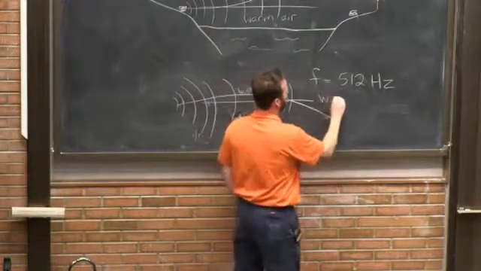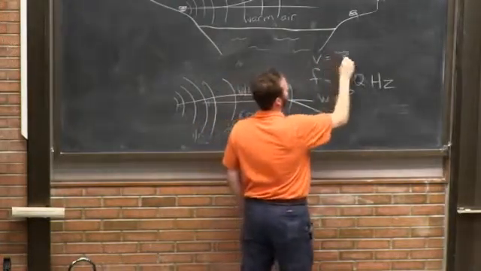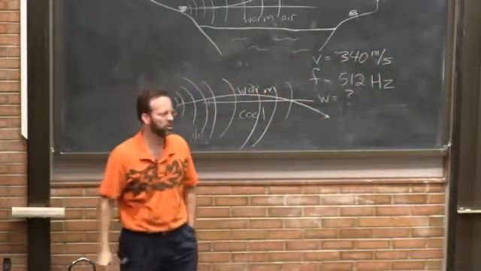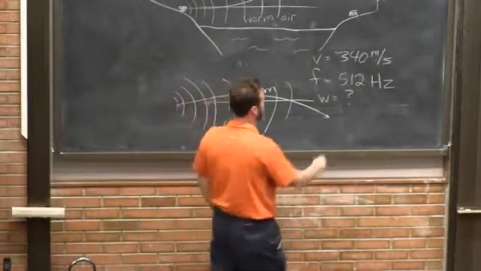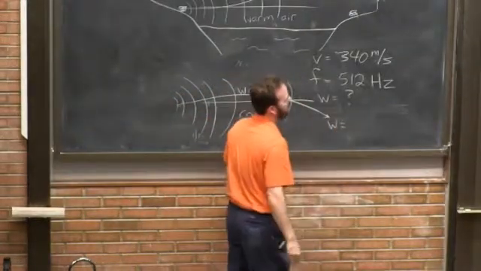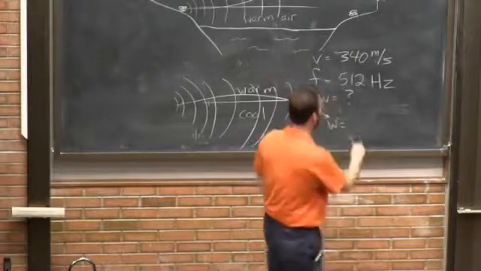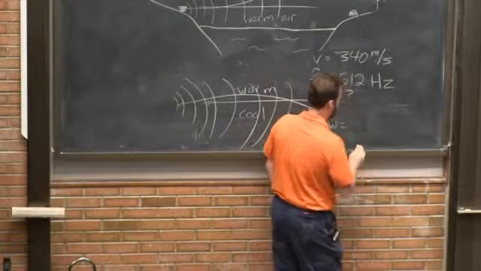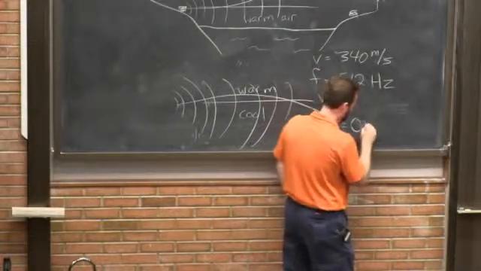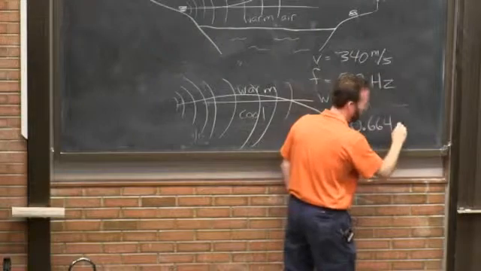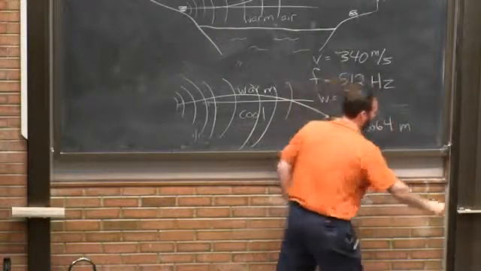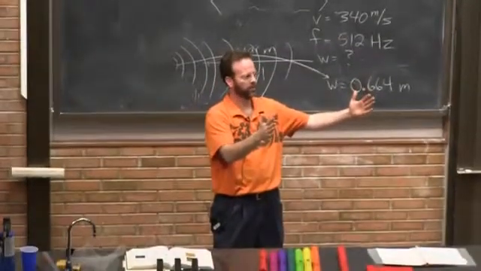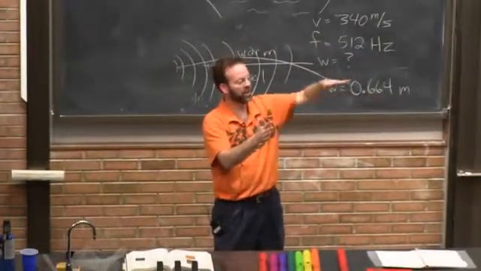What's the wavelength? If you forgot, the speed of sound at room temperature is 340 meters per second. That comes out to be 0.66. Say it again. 0.66. In the units? All right, so 2/3 of a meter. This is roughly a meter, so there, we got an up and a down. You can visualize it now, can't you?